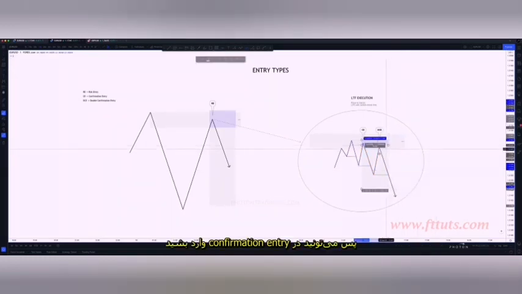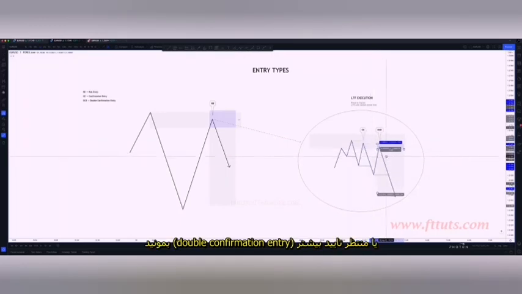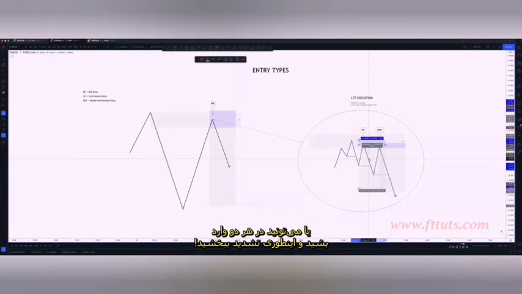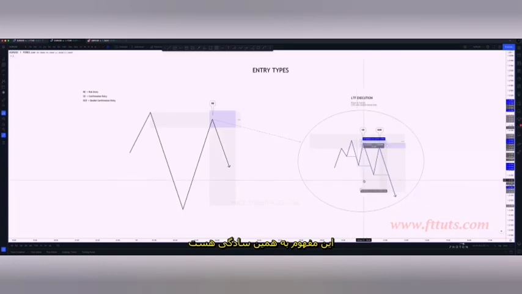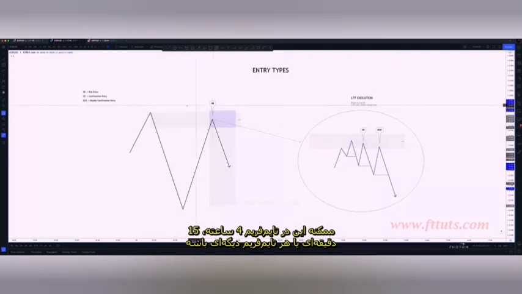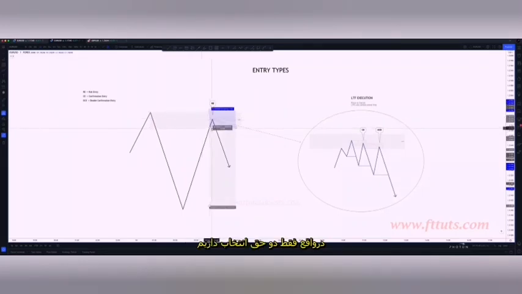So you can either enter on the confirmation entry, or you can wait for even more confirmation to get that double confirmation entry, and that could be your first initial position. Or of course you could enter on both, and use that to scale in. And really, that's as simple as it is, okay? It's just a way of classifying how you may want to approach that higher time frame POI, whether it be the 4 hour, the M15, whatever time frame you like to use, and it's essentially two options.